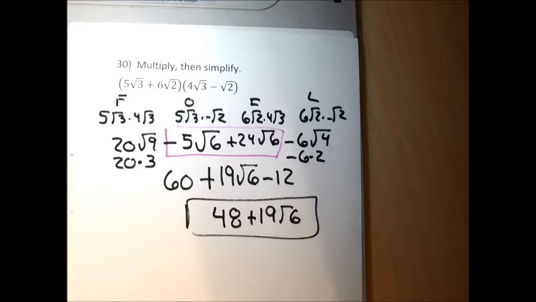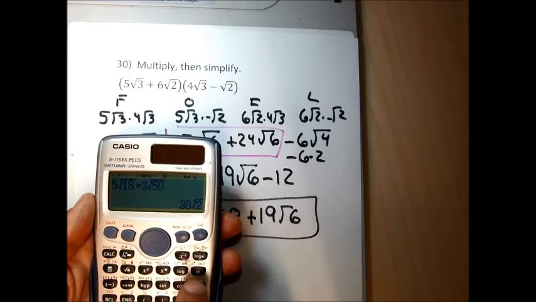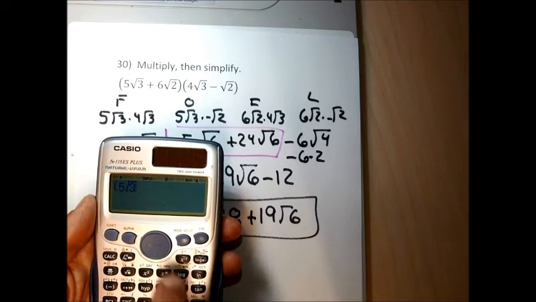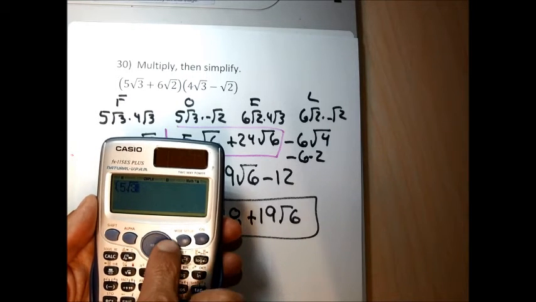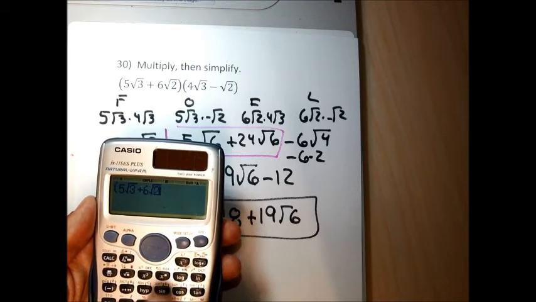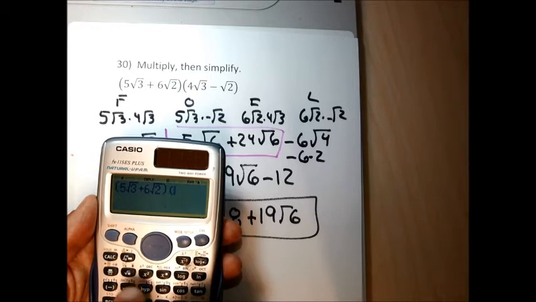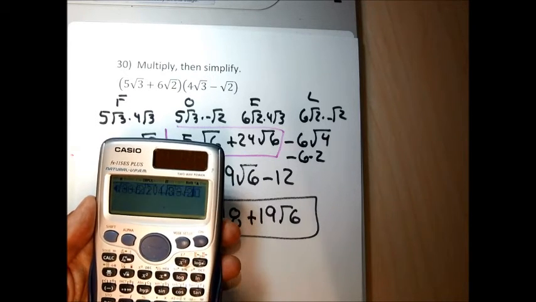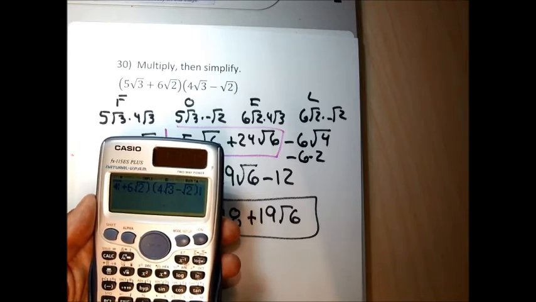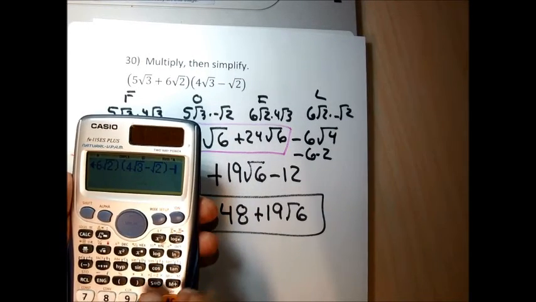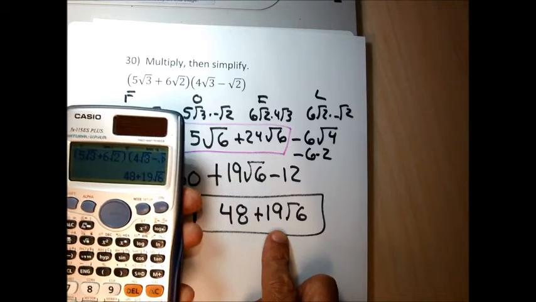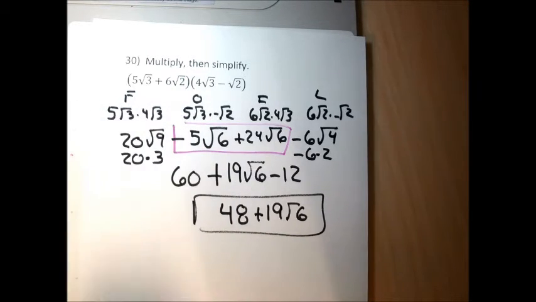And let me double check it, because I certainly can do this really quickly on my calculator. So on my calculator, I'd go 5 square root of 3, plus 6 square root of 2 times 4 square root of 3 minus square root of 2. Hopefully I enter it right and get exactly that. So 48 plus 19 square root of 6, I'm spot on.